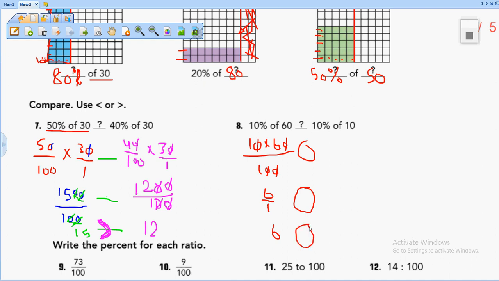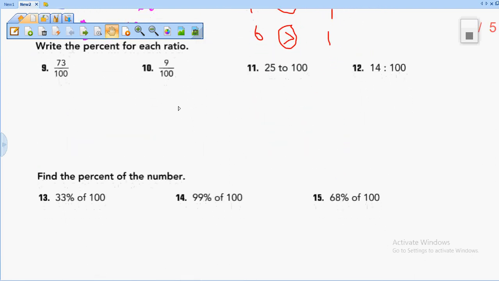And for the second part, it's the same. 10 times 10 out of 100. I can cancel the first 0 by the first and the second by the second. So it becomes 1 times 1 is 1 over 1. It's 1. So 6 is greater than 1. Okay? You can put them direct, or you can multiply them and convert the second number as fraction. You have to convert it as fraction.